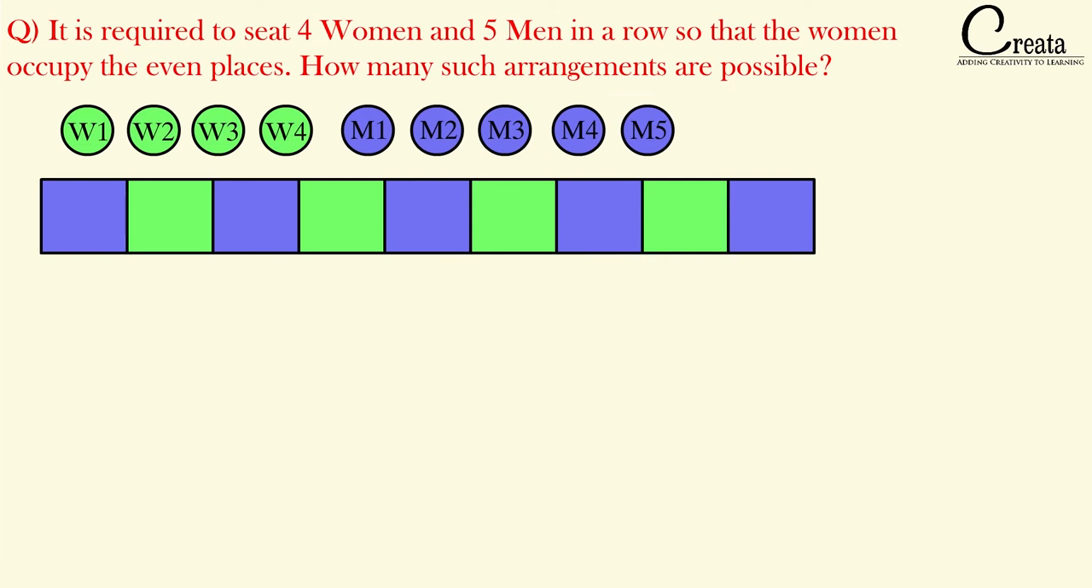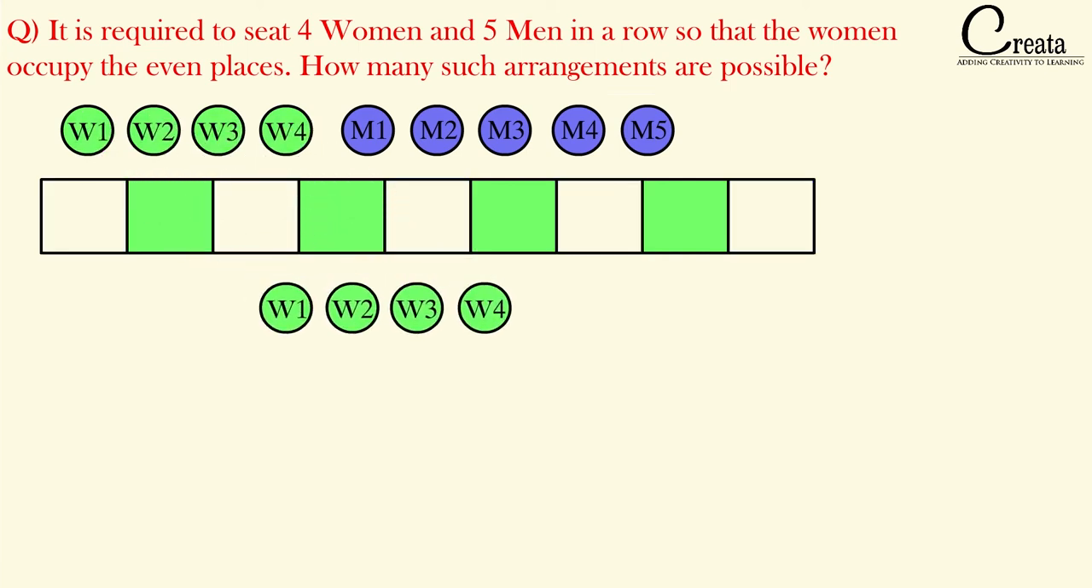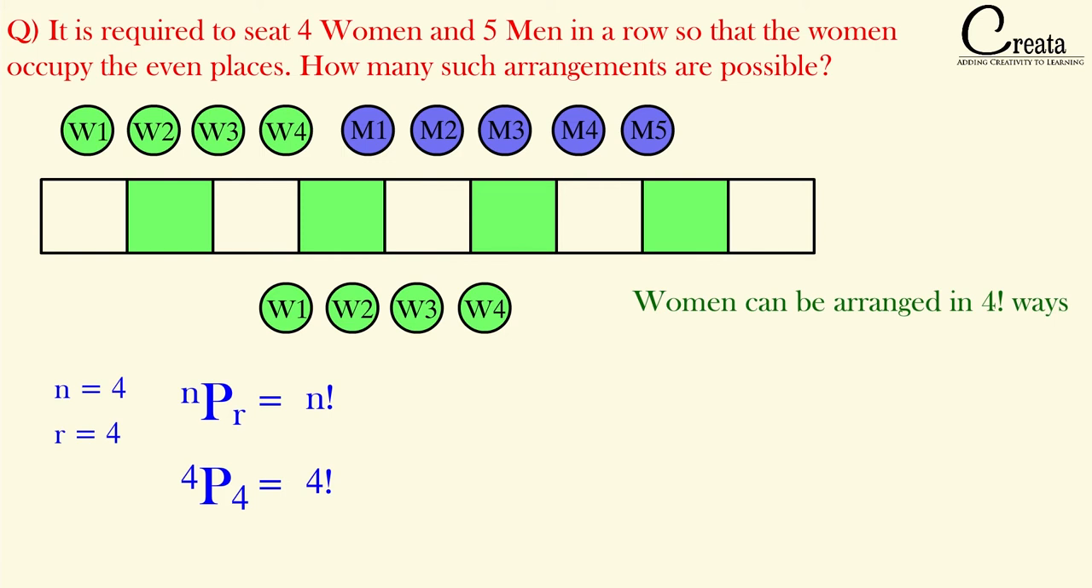Firstly, see in how many ways the women can use the even slots. The number of women given is 4, that is n equal to 4, and the women can use only the even slots, that is 2nd, 4th, 6th and 8th. n is equal to 4 and r equal to 4, so the number of permutations will be equal to 4 factorial. So in 4 factorial ways, we can arrange the 4 women in the even slots.